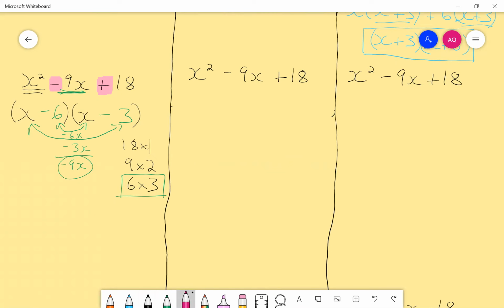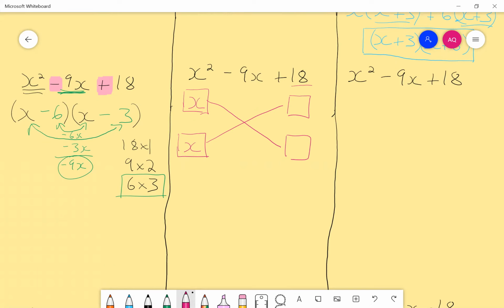Second method then we said is our cross method. Same as last time, we'll set up a cross. Again, maybe the cross is actually better when we have a number in front of the x squared. So these two numbers will multiply to give us x. The last two will multiply to give us 18. Again, you have to choose factors.